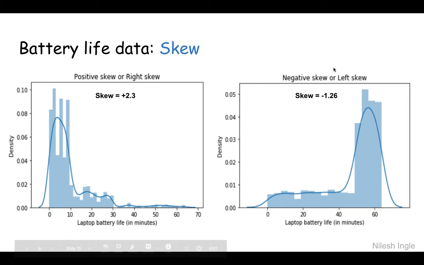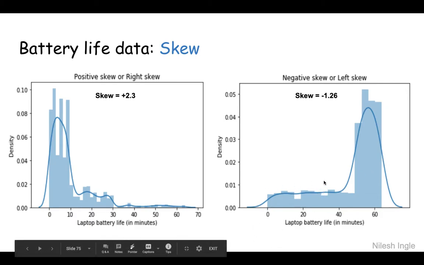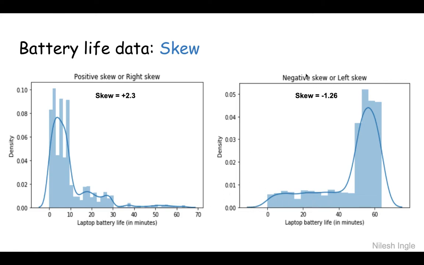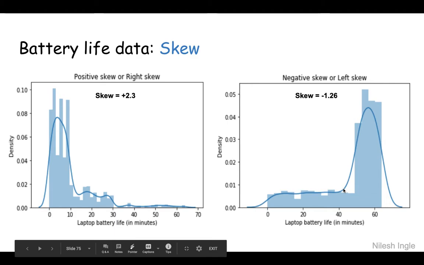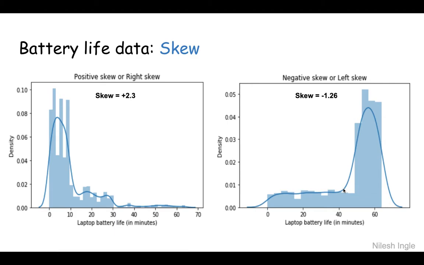Similar to positive, there is a negative skew. Here most of the data points lie on the right hand side, and the tail is on the left hand side. So the tail is towards the left hand side, towards 0. It's moving towards the negative direction of the x-axis, and hence it's also called a negative skew. If you calculate the value for skew, it would be minus, and therefore it's minus 1.26 for this particular data that is plotted.